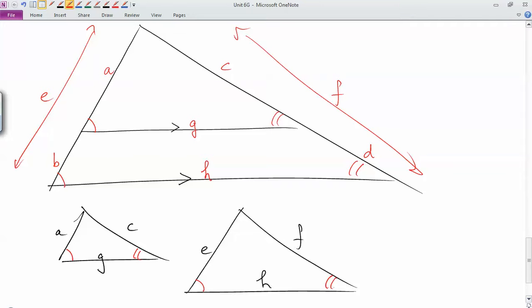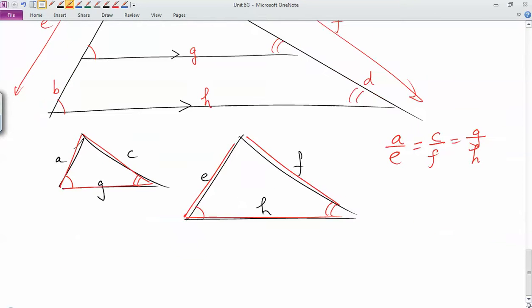And so you know the triangles are similar. And then we can set up a whole bunch of proportions like A goes with E, the same way that C goes with F, and it even goes the same way that G goes with H. So there's one proportion we can set up.